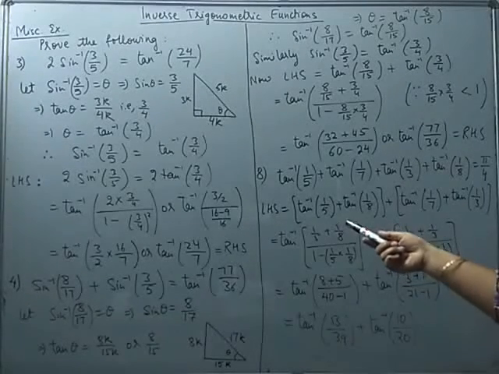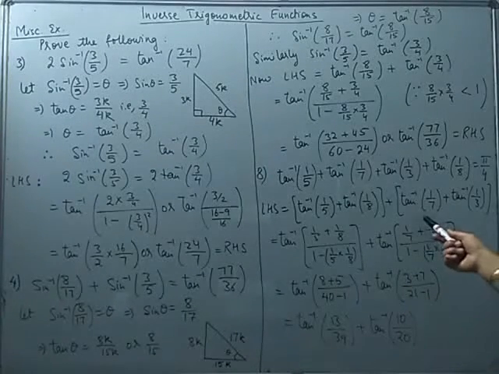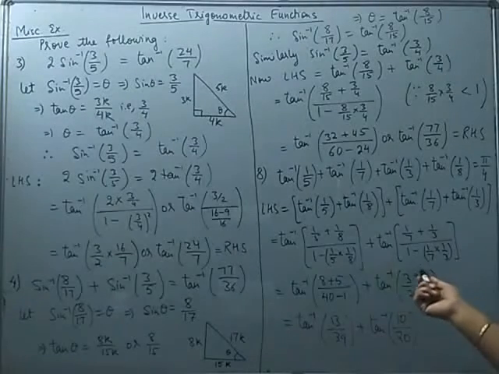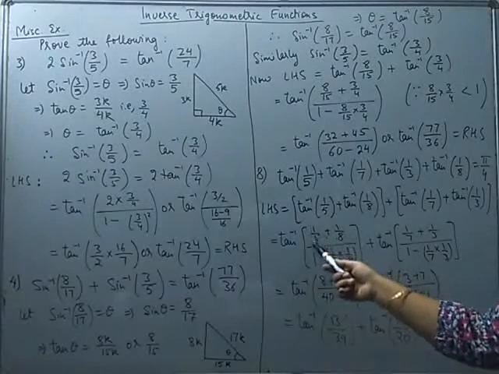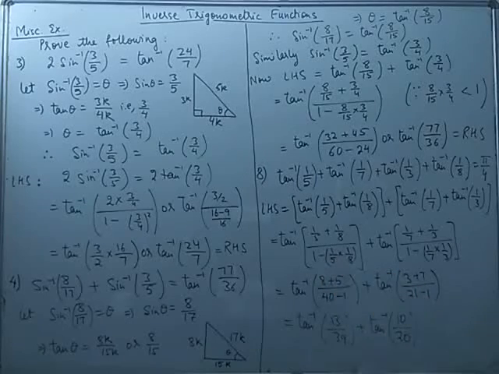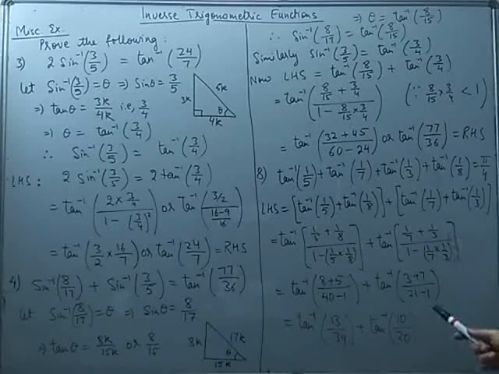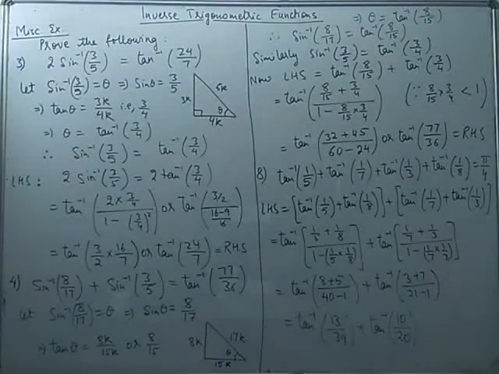So I am adding tan inverse 1 by 5 and tan inverse 1 by 8 together, and tan inverse 1 by 7 and tan inverse 1 by 3 together. In both we have to apply the same formula, tan inverse x plus tan inverse y. So this is tan inverse of 1 over 5 plus 1 over 8, over 1 minus 1 over 5 into 1 over 8. In the other part, it is tan inverse of 1 over 7 plus 1 over 3, divided by 1 minus 1 over 7 into 1 over 3.